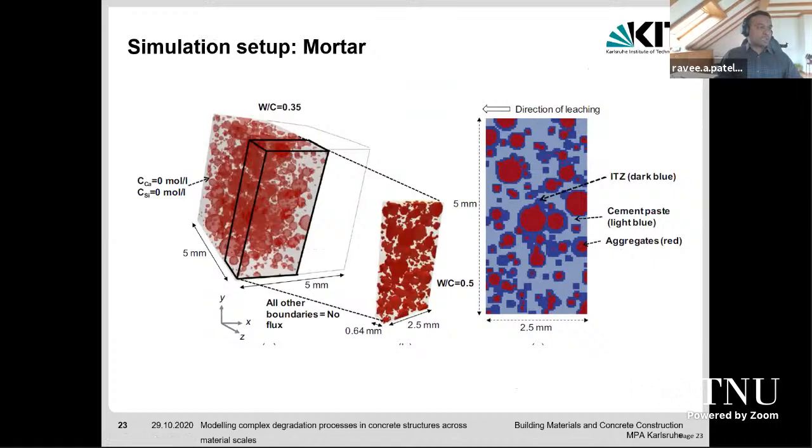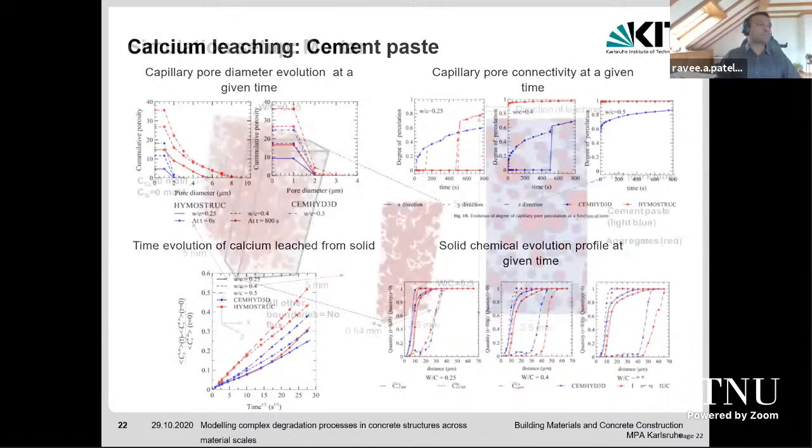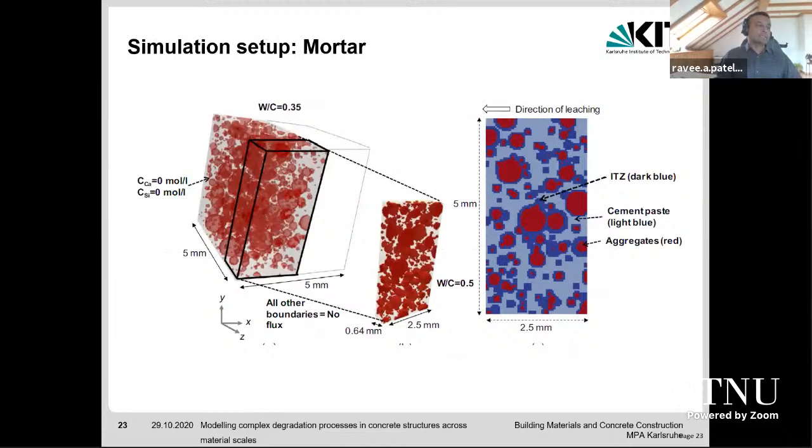From these simulations, we were able to quantify, and we were able to show that from microscale models, we can basically predict quite reasonably the leaching fronts. And this was a very important contribution from this publication. What we did then is we applied the same model at the mortar scale.